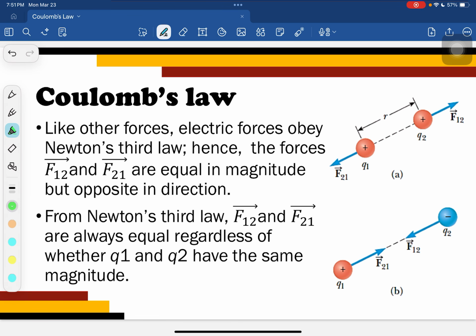From Newton's third law, F12 and F21 are always equal, regardless of whether Q1 and Q2 have the same magnitude. Yes, they have the same charge, they have the same value. It's just that when it comes to direction, they will be opposite each other. It's F12, meaning this is the force of 2 with respect to 1, and this is F21, the force of 1 with respect to 2.